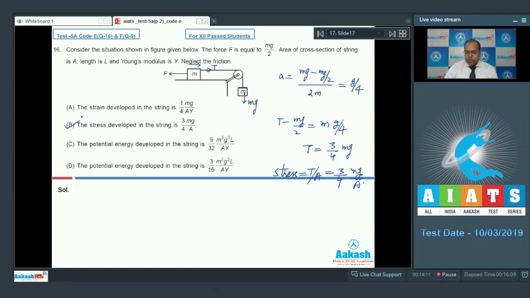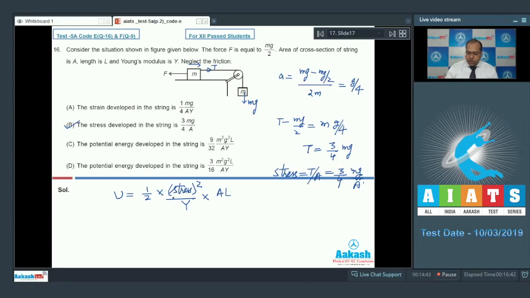Now we know that Young's modulus is equal to stress by strain. So the value of strain is 3 by 4 mg by AY. So option A is wrong. Now we have to find out what is the potential energy developed in this string. So the potential energy developed in this string is equal to half into stress into strain. So that can be written as stress square divided by Y, Young's modulus, into volume, that is A into L.